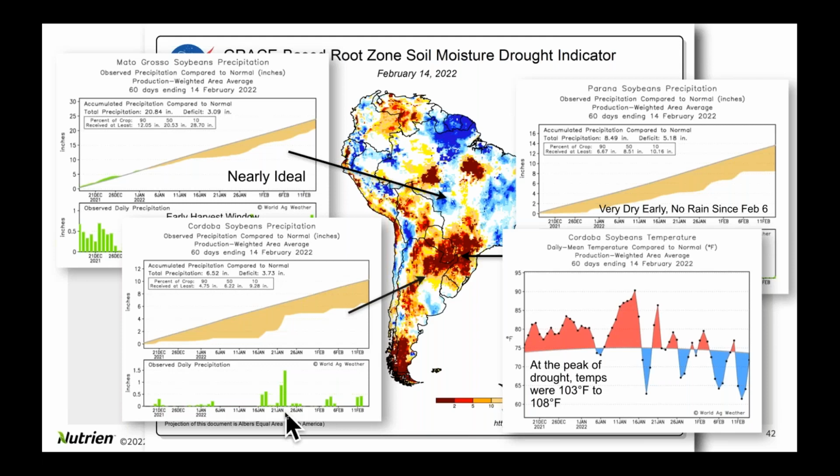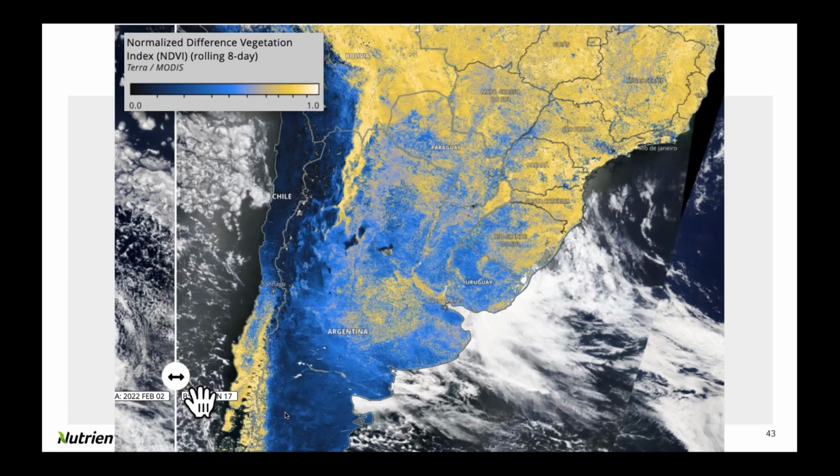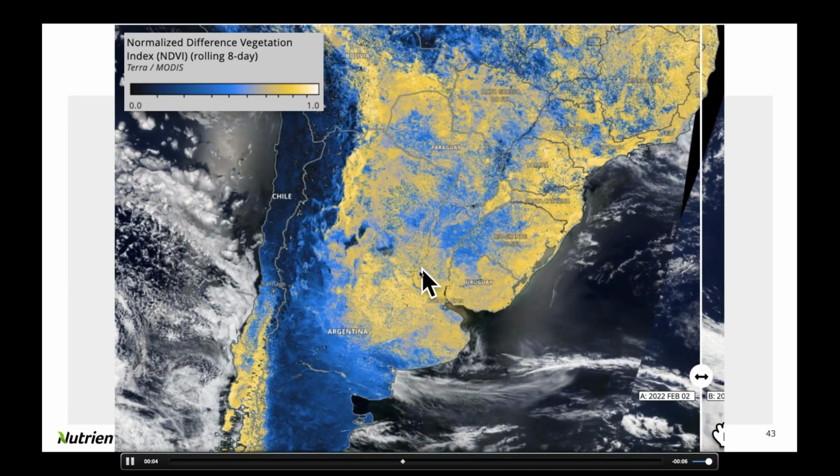So we did notice that after those rains came through, the NDVI imagery brightened up. See how much more bright it got here in Argentina? But before that, watch this go back over. We were looking at a crop that was the least healthy we'd seen from space going back over 20 years.